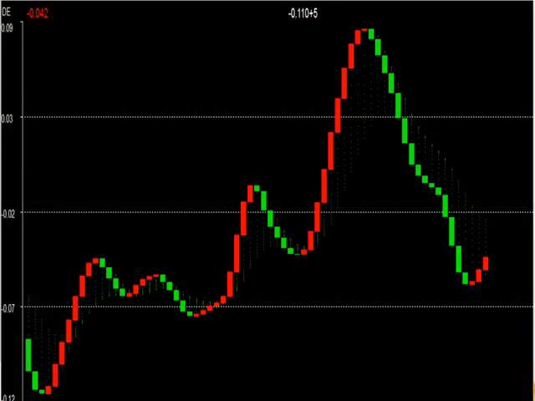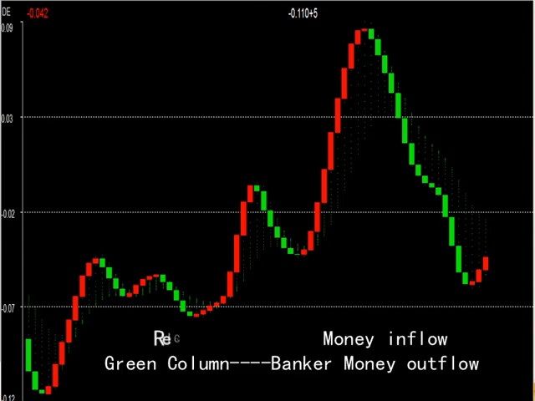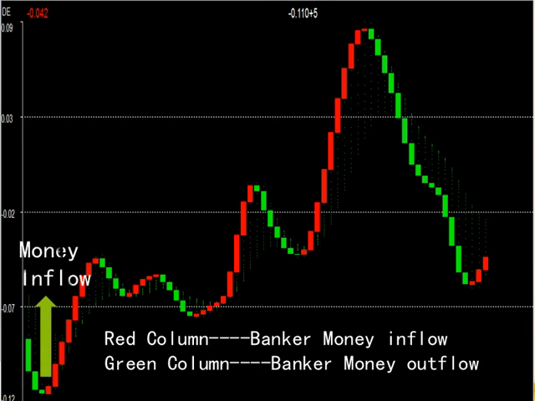Okay, so we can see this one. Do you know which candlestick it is? This one is the deviation expert, not the trend expert. So we can see the red column. Red column is the bank money inflow. The green column is the bank money outflow.